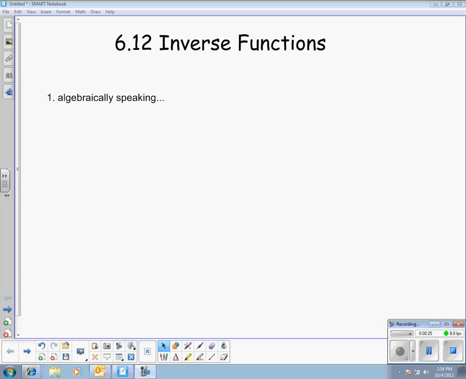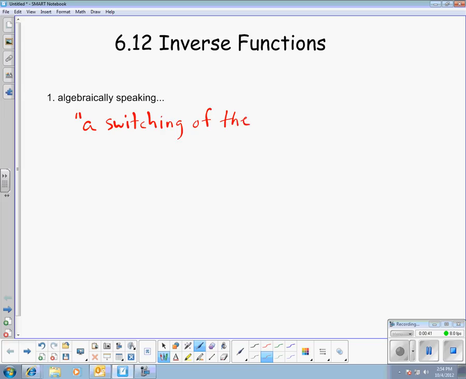So basically what an inverse is, algebraically, is a switching of the x's and the y's. So if you have two functions and one of them has all the x's in one or all the y's in the other, and they've just traded places, then those two functions would be inverses of each other.